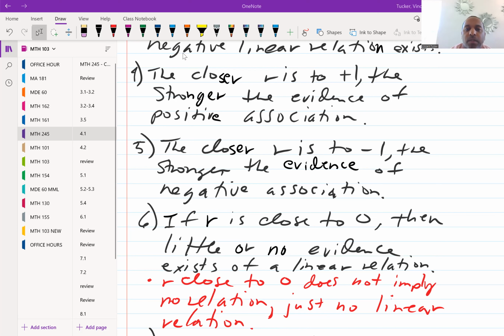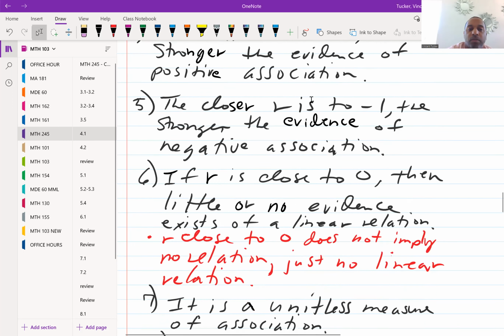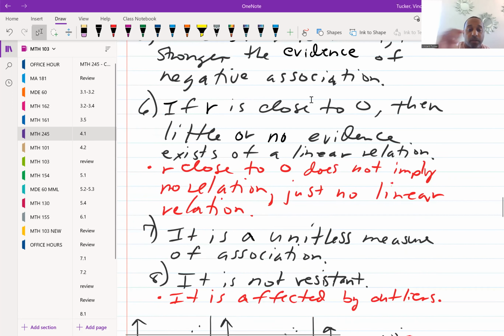All right, can you scroll up? So the last 2 points: it is a unitless measure of association. And then also it's not resistant. So that means it is affected by outliers.